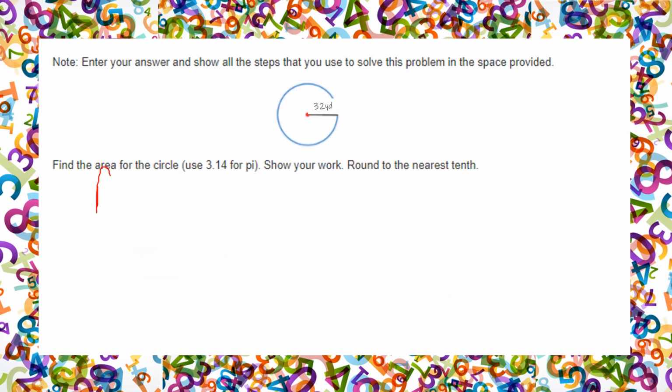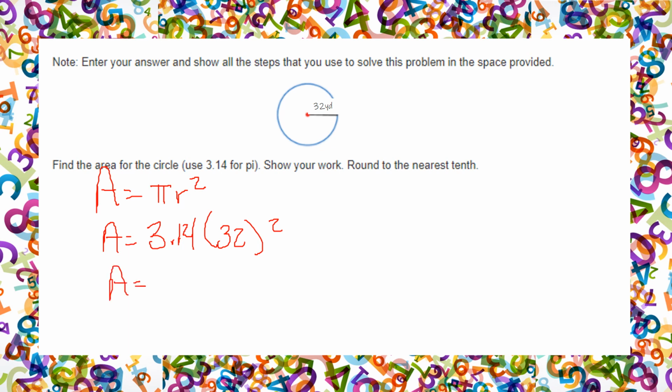Okay, find the area of the circle. So you're going to do pi r squared. We have our radius here. So I'm going to put in 3.14 times 32 squared, or 32 times 32. So 3.14 times 32 times 32. And so the area of this circle is 3,215.36. So I'm going to round to the nearest tenth.